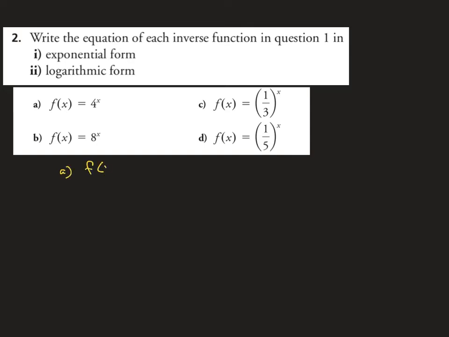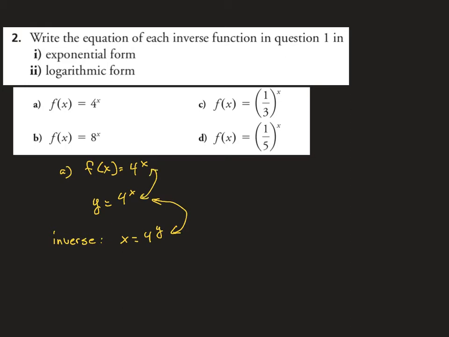So we have f of x equals 4 to the x as our original function, and we want the inverse. Let's start with the exponential form. We're going to rewrite f of x equals 4 to the x as y equals 4 to the x. That's the easiest way. Then we want the exponential form of the inverse, so this is the inverse: x equals 4 to the power of y. Okay, so these two are inverses of each other.